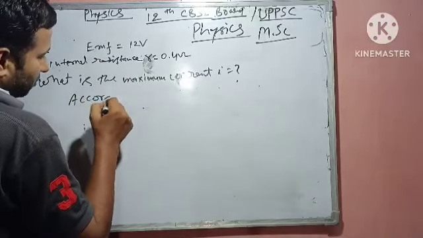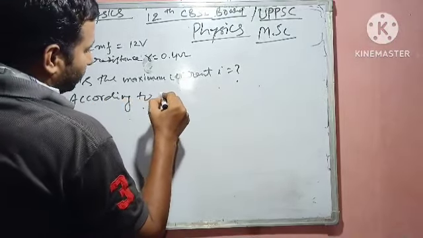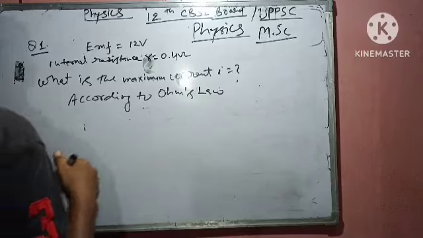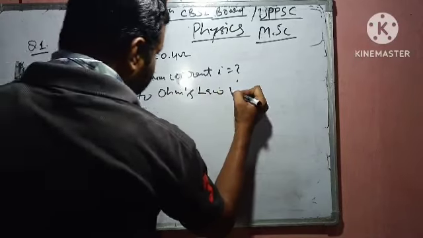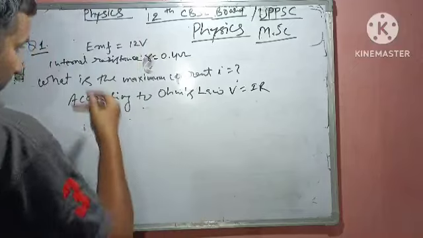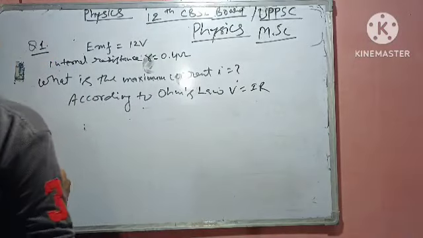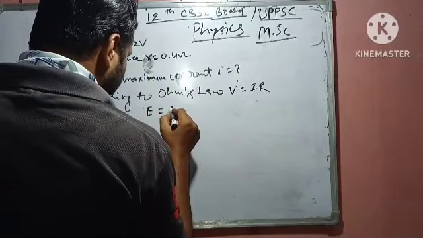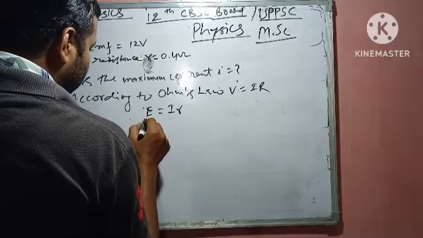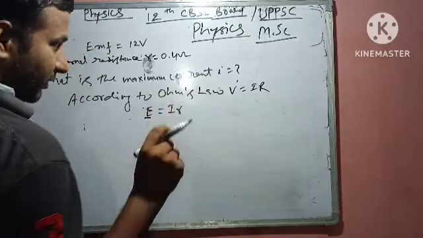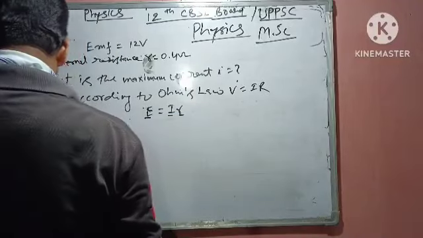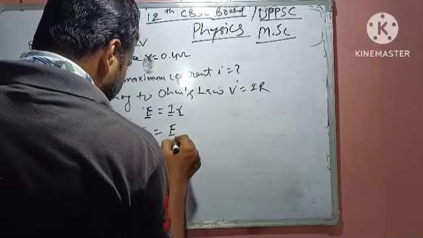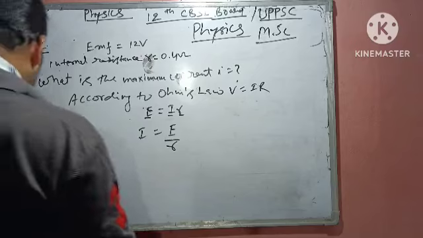According to Ohm's law, V is equal to IR. Here V takes EMF, then E is equal to IR. E is equal to EMF, measured in volts, I is current and R is resistance. Then I is equal to E upon R.